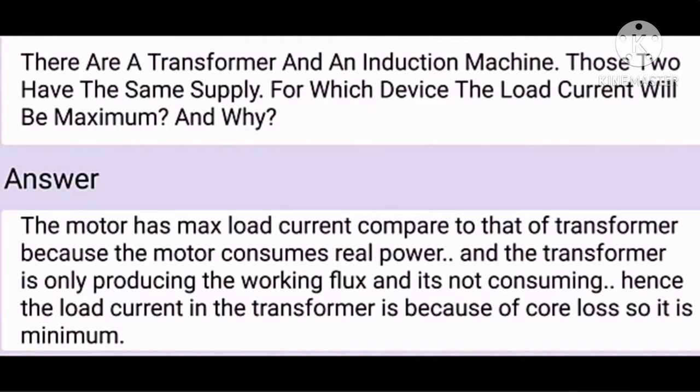There are a transformer and an induction machine. Those two have the same supply. For which device will the load current be maximum and why? The motor has max load current compared to that of the transformer because the motor consumes real power and the transformer is only producing the working flux and it's not consuming. Hence the load current in the transformer is only because of core loss, so it is minimum.